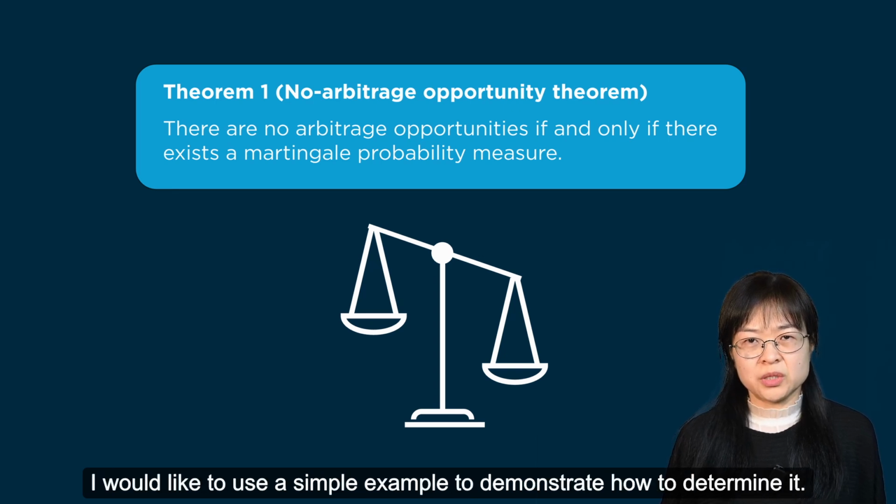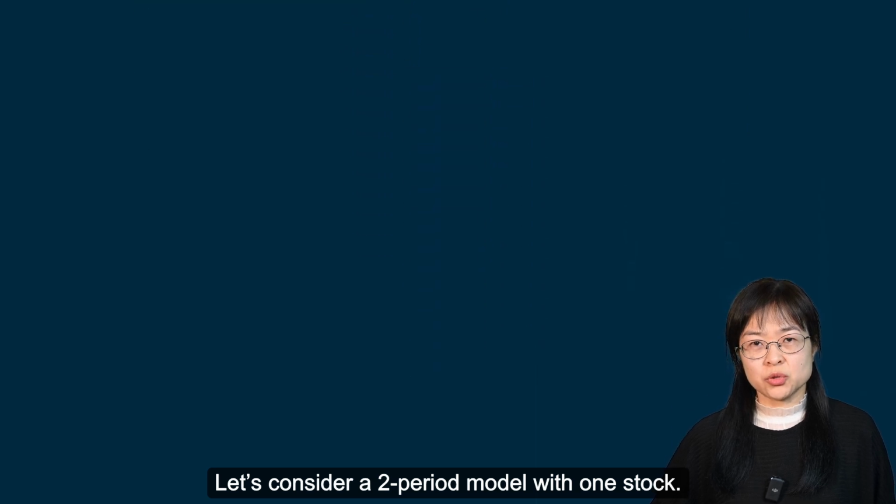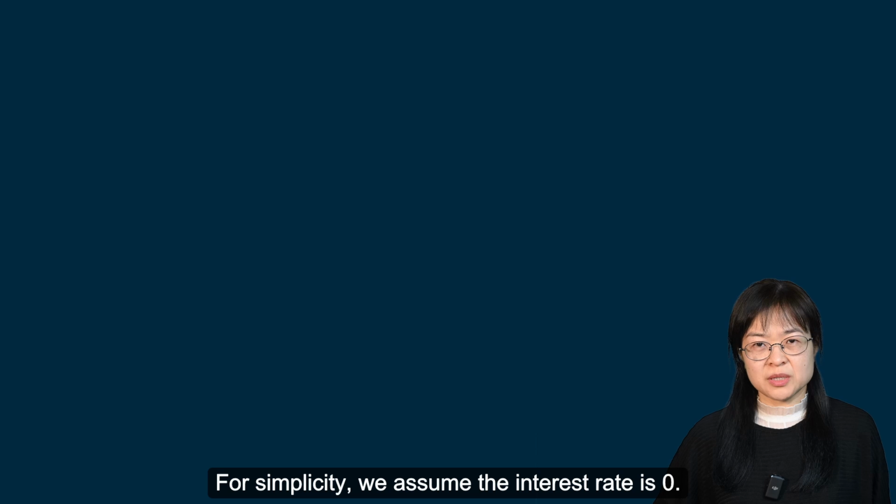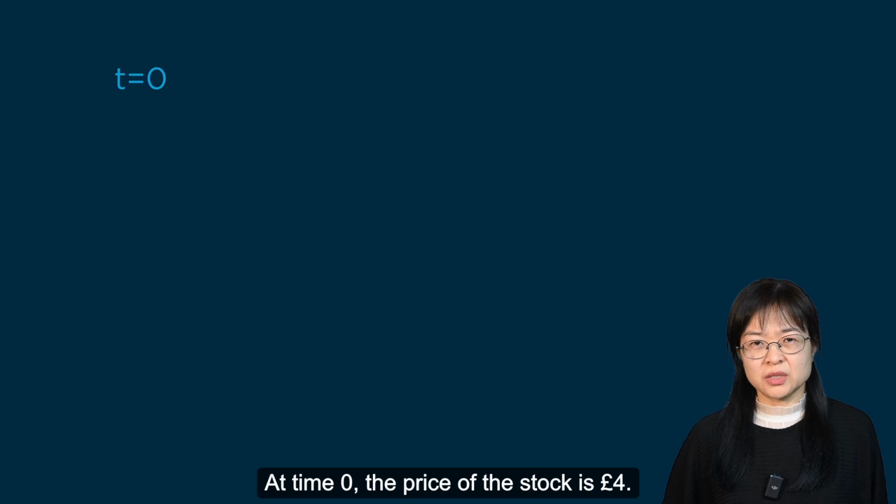I would like to use a simple example to demonstrate how to determine it. Let's consider a two-period model with one stock. For simplicity, we assume the interest rate is 0. At time 0, the price of the stock is £4.